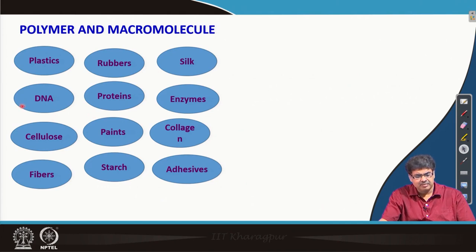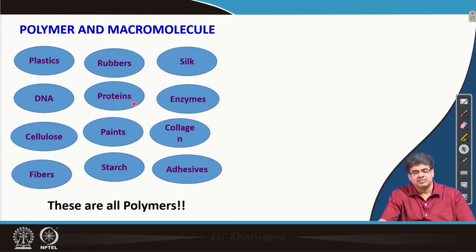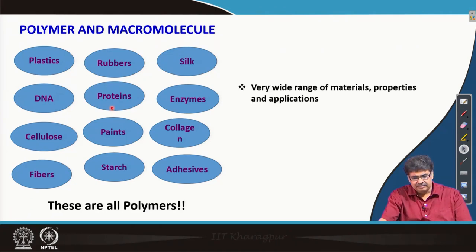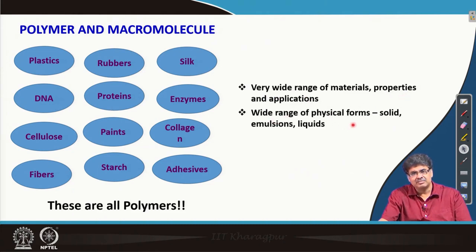Now, there are so many things we can describe as polymers: plastics, rubber, silk, DNA, proteins, enzymes, cellulose. These are all polymers; plastics are not necessarily the only polymer. They are made up of large macromolecules. DNA and proteins are biomacromolecules, which are basically the basis of our life, and they are large macromolecules, so they are polymeric molecules. Polymers have a very wide range of materials, properties and applications, a wide range of physical forms, solids, emulsions, foams, liquids, and polymers exhibit a wide range of physical phenomena.